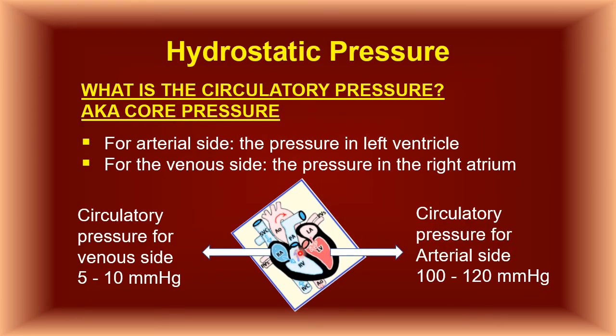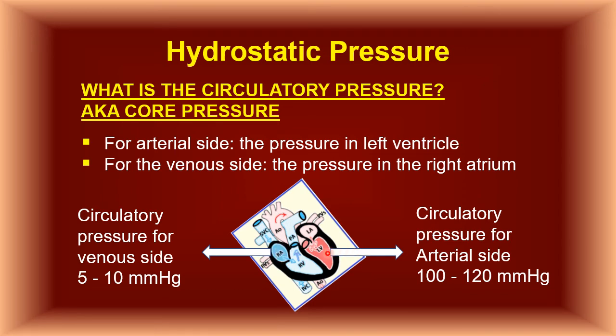So this is here the circulatory pressure or the core pressure. The core pressure in the venous side, we consider the right atrium of the heart. The right atrium is the circulatory pressure or the core pressure in the venous side, and usually this is 5 to 10 millimeter mercury. We mentioned earlier that the right atrial pressure is usually around 5 millimeter, but when the atrium contracts, it might rise up to 10 millimeter mercury. So 5 to 10 millimeter mercury is just the core pressure in the atrium.